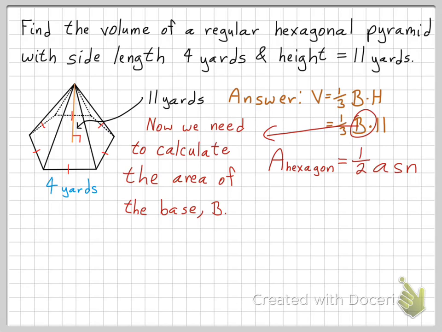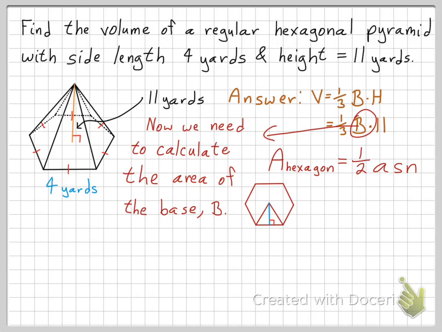But the area of the hexagon, remember, is 1/2 ASN, where A is the apothem, S is the side length, and N is the number of sides. So we have this hexagon here, and it could basically be broken up into 6 triangles, and this blue line segment is the apothem, and we weren't even given that length either. We were only given that the side length is 4 yards. So we're going to have to use trigonometry or SOHCAHTOA to figure out the length of the apothem.